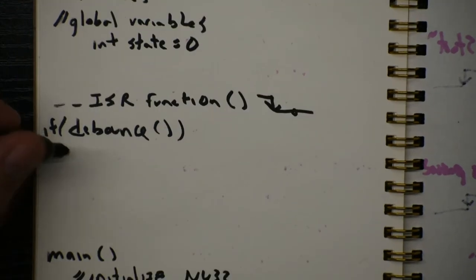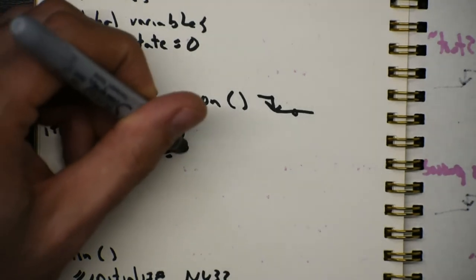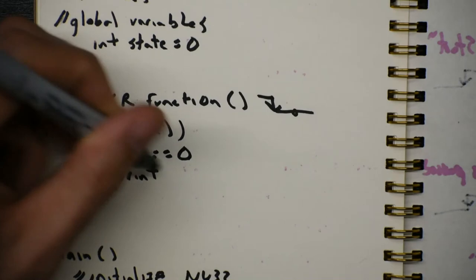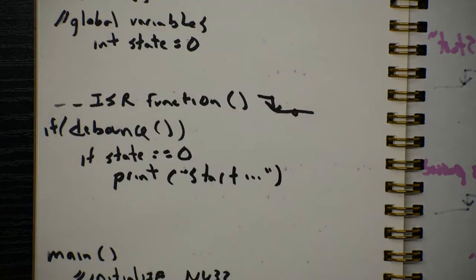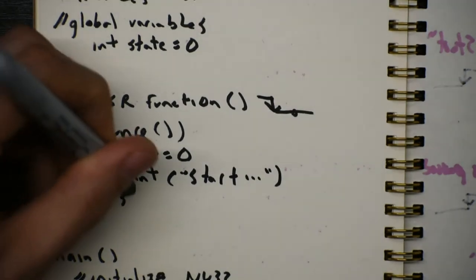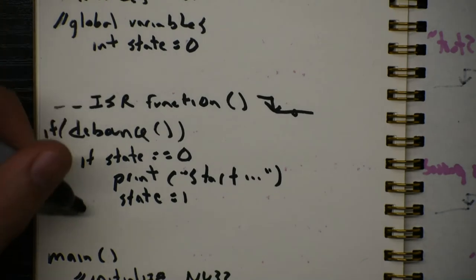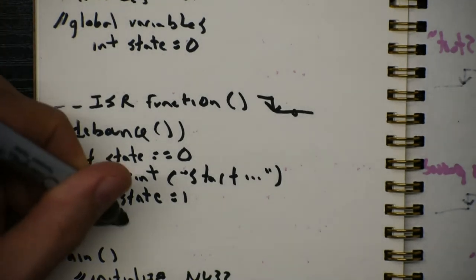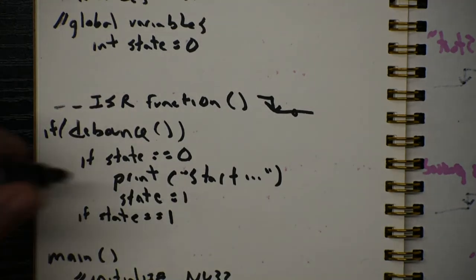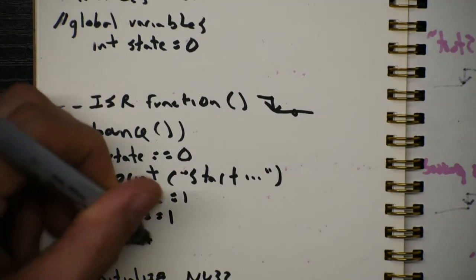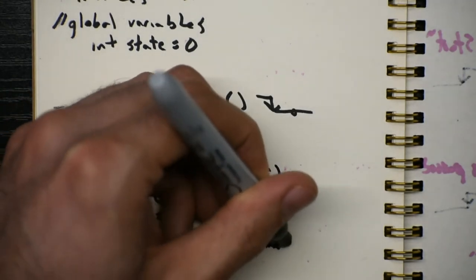And inside of the ISR, I will say if the state is 0, then we'll do our print start, all that information. And I will change the state to 1, so that the next time the button is pushed, we'll go to if state is 1. And if the state is 1, we will print elapsed time, all that kind of stuff.